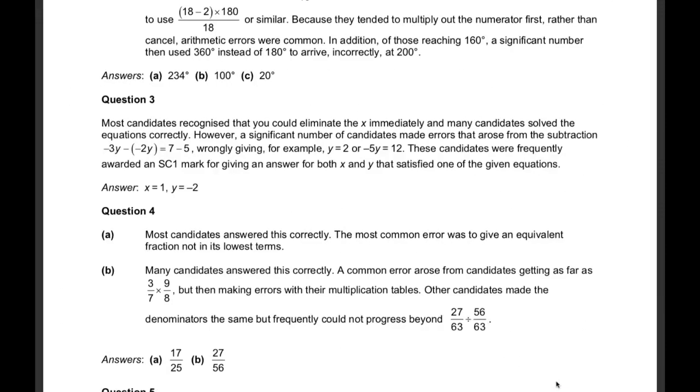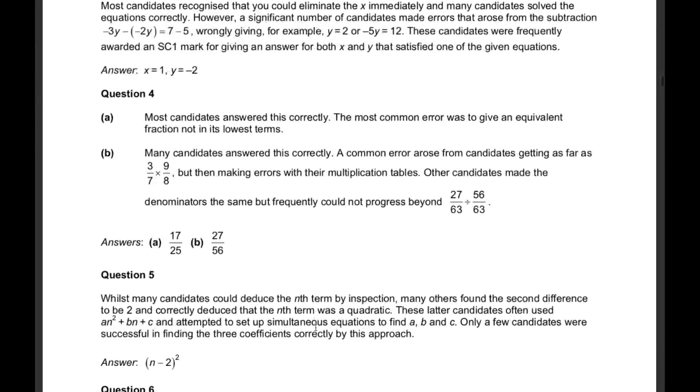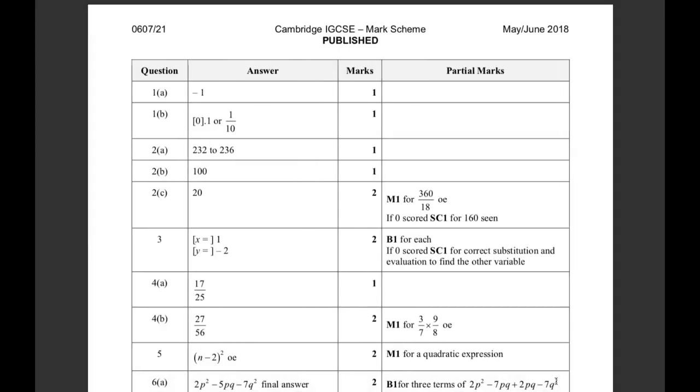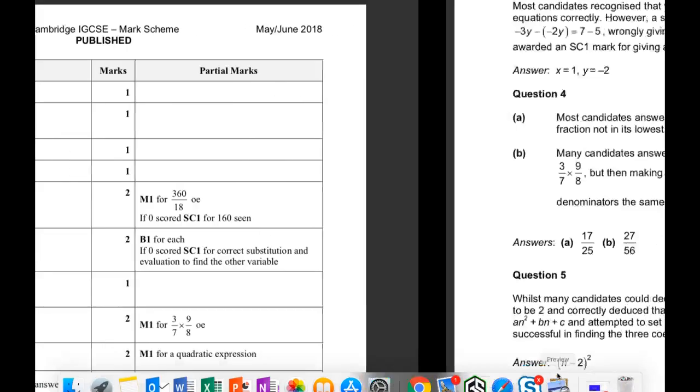So, quick check of the mark scheme. As always, yep, those are our two answers, and most people answered these questions correctly. Some people tried to find a common denominator, even though you don't need to for dividing fractions. Okay, and there's the mark scheme as well.